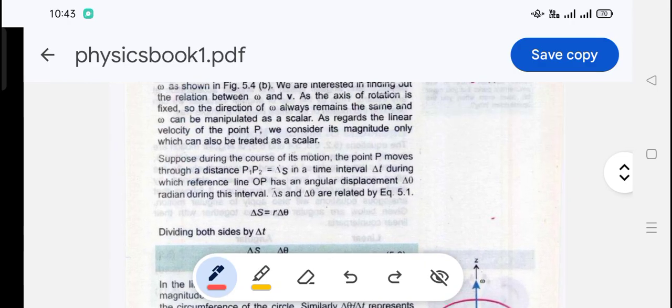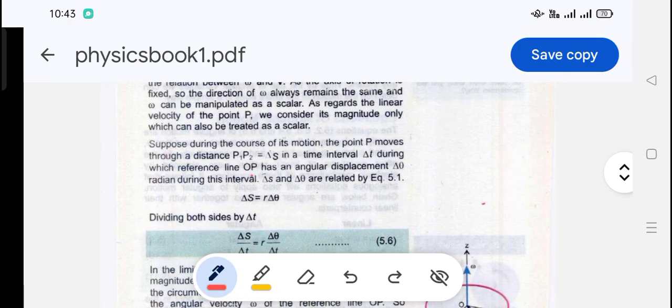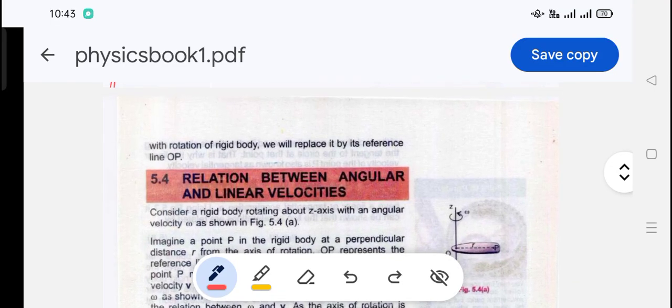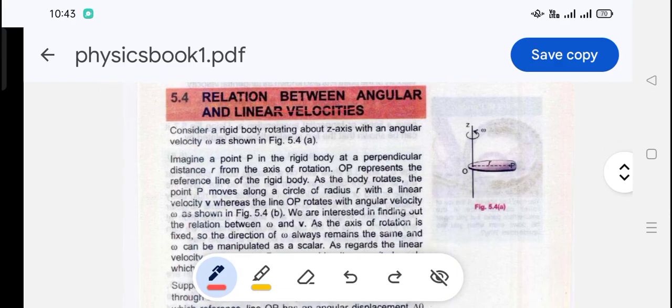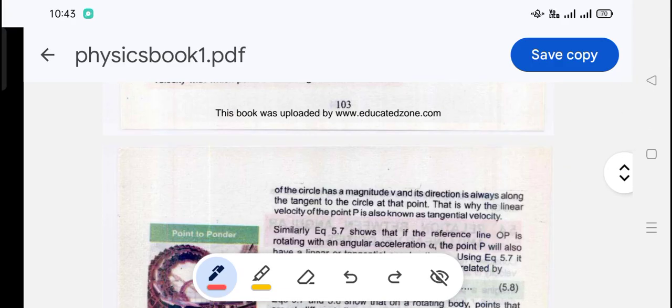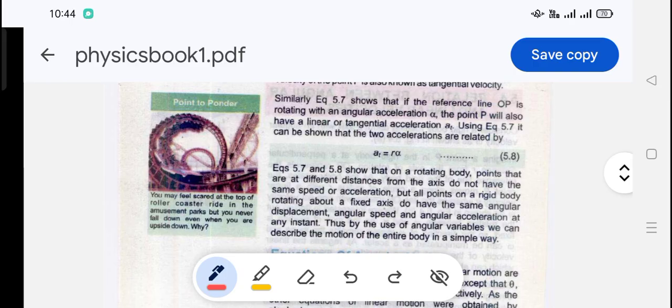In the next video we will see the relation between angular displacement, linear velocity and angular velocity. What is the difference between these? This we will see in our next video.